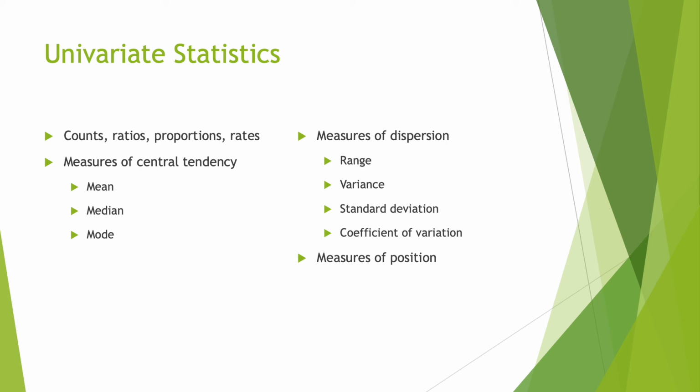Finally, we have measures of position, which indicate or identify the position that a particular data value has within a given dataset. Under measures of position are quartiles, which divide an array of data into 4 equal parts or quarters, deciles, which divide a dataset into 10 equal parts, and percentiles, which divide a dataset into 100 equal parts.